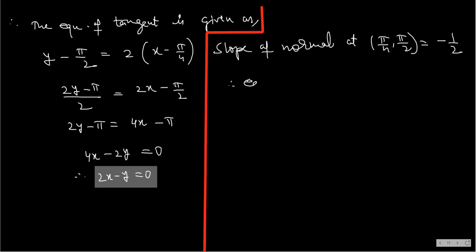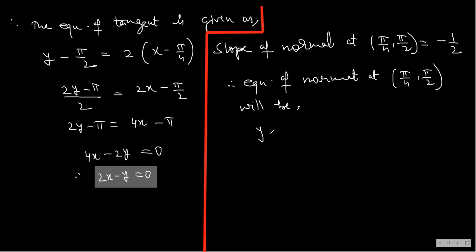So I will write therefore equation of normal at the given point. Equation of normal at (pi by 4, pi by 2) will be y minus y1 is same, pi by 2 equals to slope, that is m. See, here you wrote slope as 2, but here you will write minus 1 by 2. So minus 1 by 2 into x minus pi by 4.